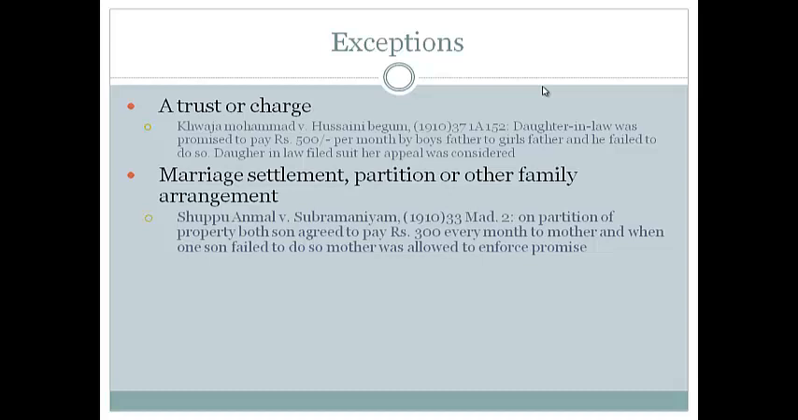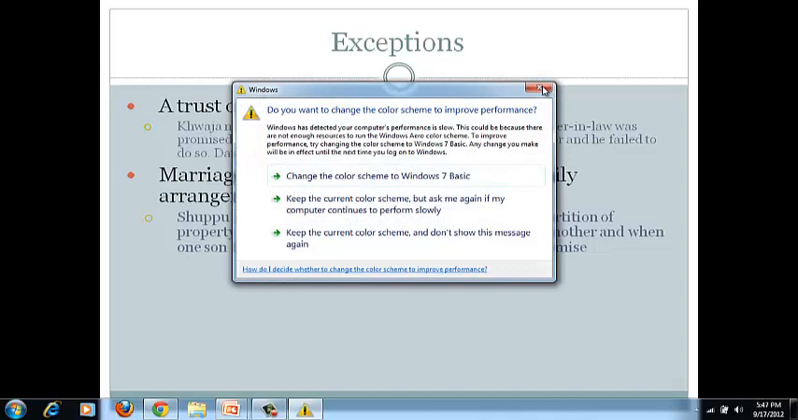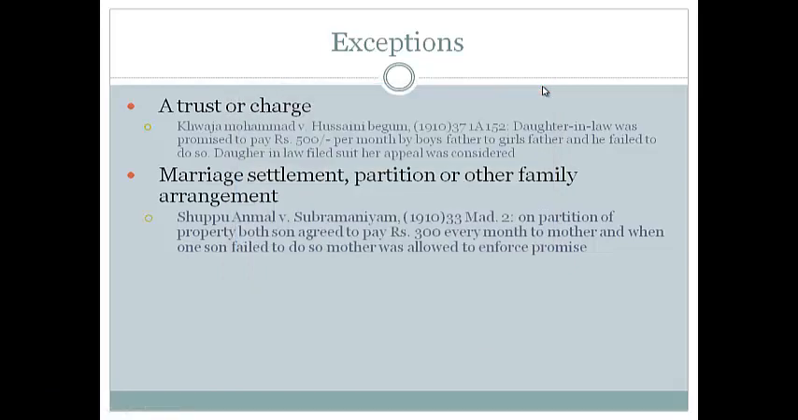Like here, a mother was promised that if a property is sold, then both the sons will give her 300 rupees. Here the property has already been sold and they have taken all the benefits out of it, and now they are paying only 300 rupees. So that is actually the mother's property which was sold, and in failure of such a case the mother can sue them.